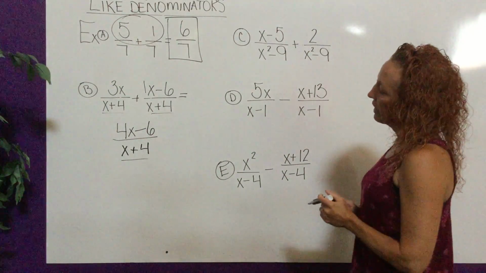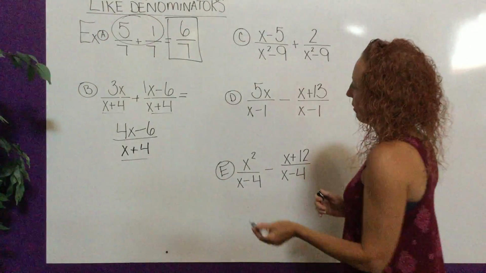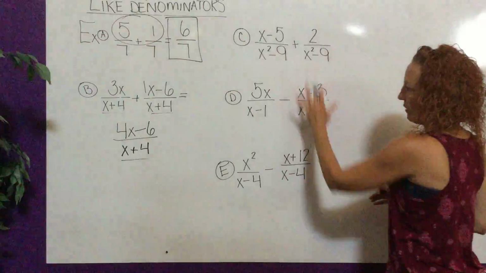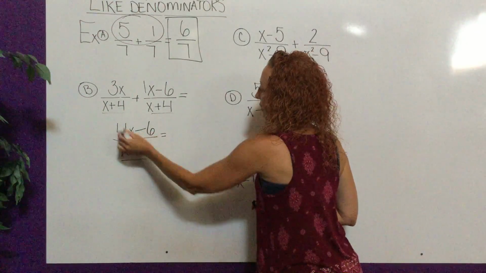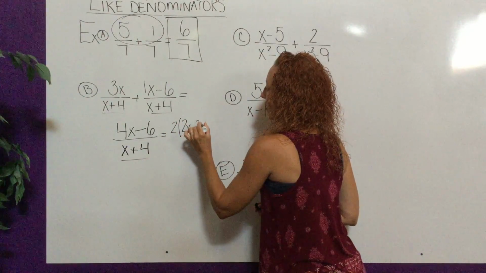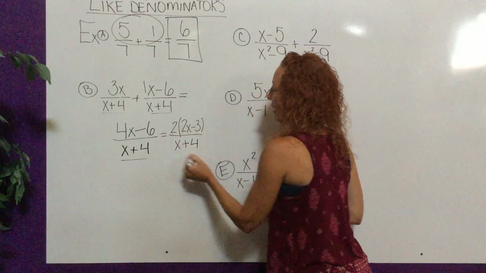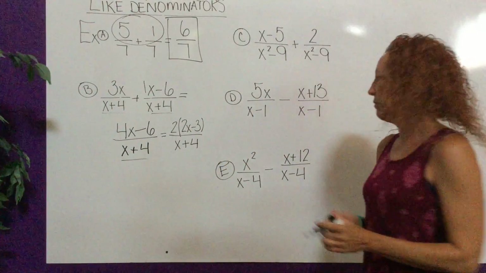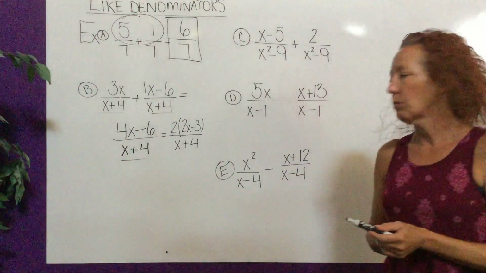Can I factor anything? Is there a way to reduce that answer? We can always check. So you do have a GCF in the numerator. We can pull that 2 out front. But as you can see, nothing is going to cancel. There's nothing you can reduce. So both answers are equivalent. Either one would work for me.